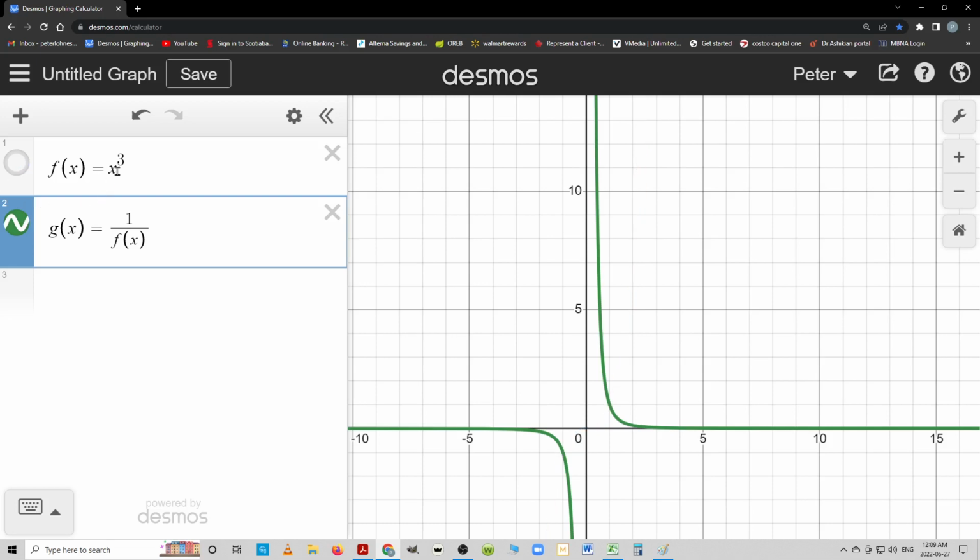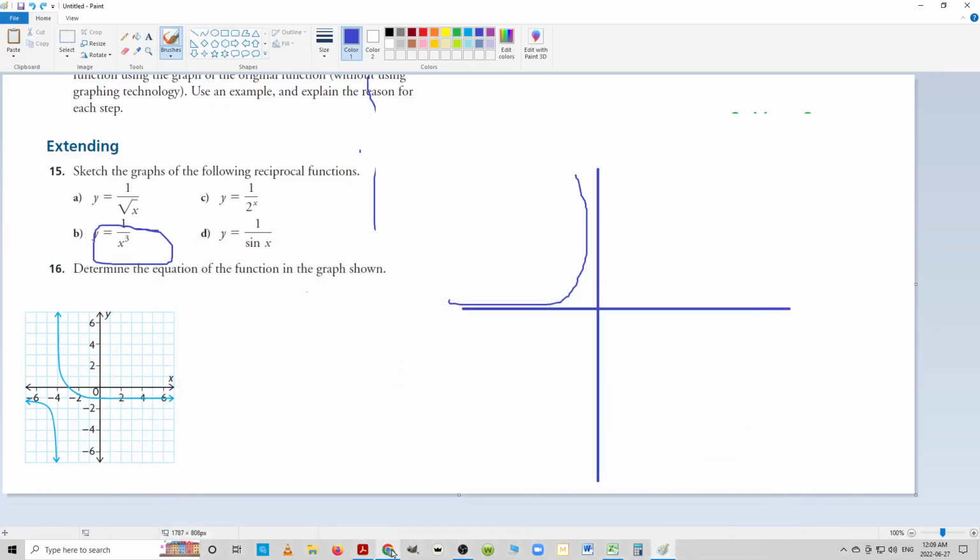Okay. And now, what about this one? Well, 2 to the x, try to understand a growth curve's domain and range.